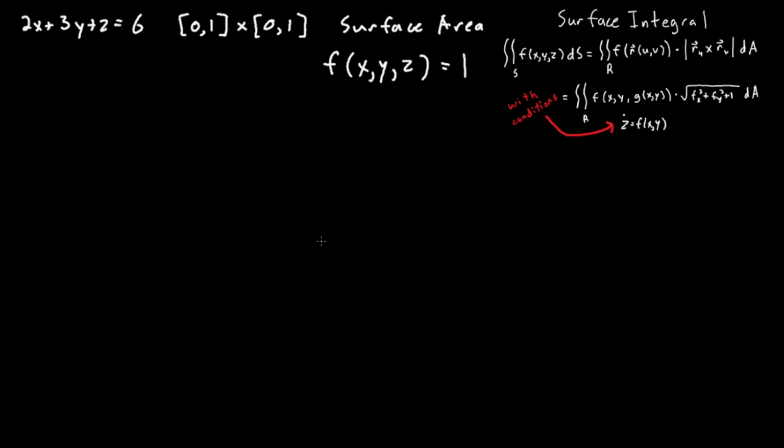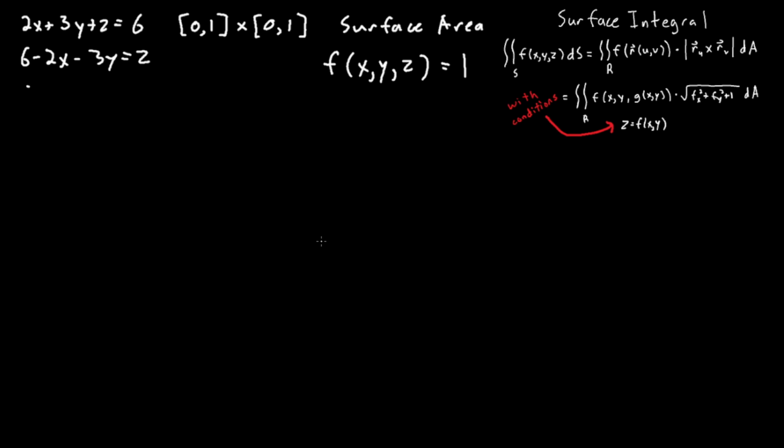But this formula is easier because you don't have to solve for any cross products or anything like that. You just need to solve for partial derivatives. There you go. But we don't meet this condition, z is equal to f of x, y. Well, we actually do, because we can algebraically manipulate this function so that z is equal to 6 minus 2x minus 3y. Now we've satisfied this condition: z is equal to some function of x and y.